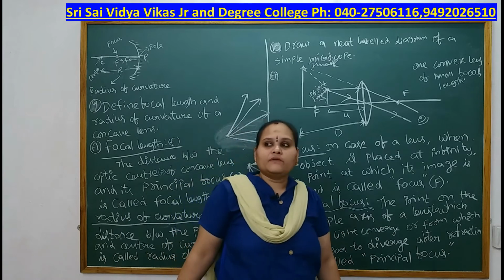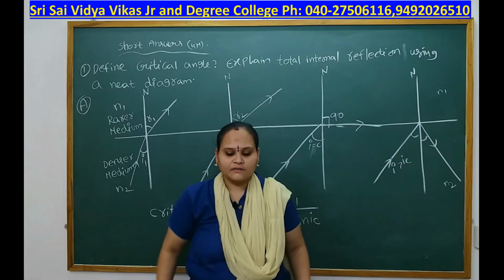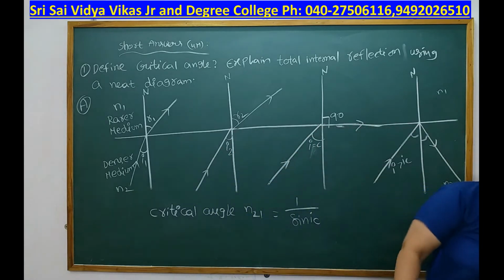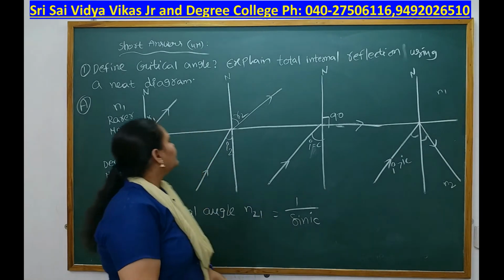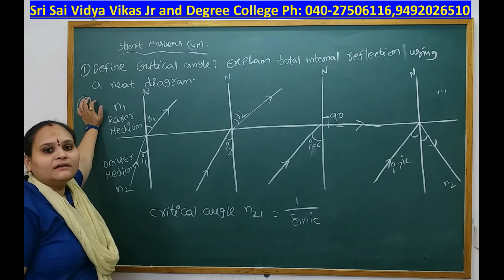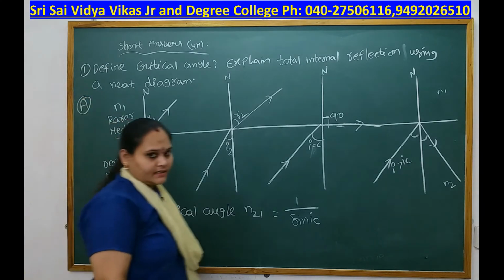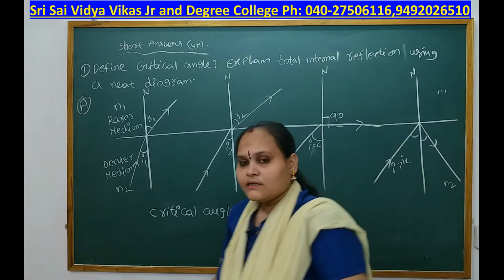These are our very short answer questions, and next we will discuss the 4 marks questions. Now we are discussing the short answer questions. The first question is: define critical angle and explain total internal reflection using a neat diagram.